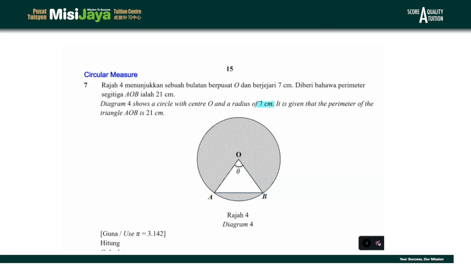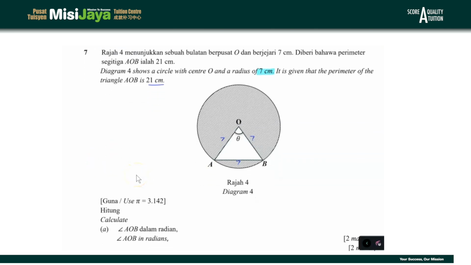7 cm radius, so this is 7. Given that the perimeter of the triangle AOB is 21 cm, we can confirm that this is also 7, because the perimeter of AOB is 21 cm. So let's read the question. Calculate angle AOB in radians.